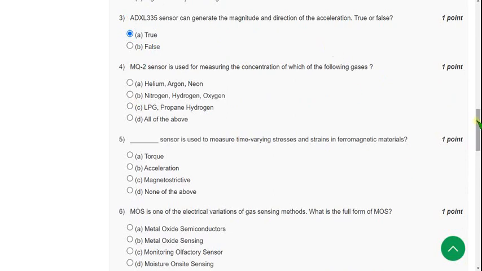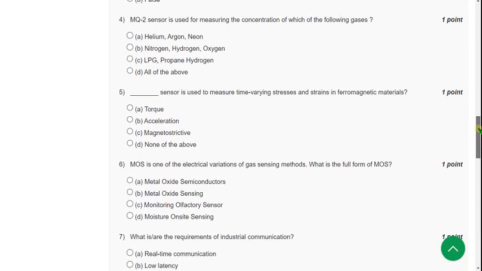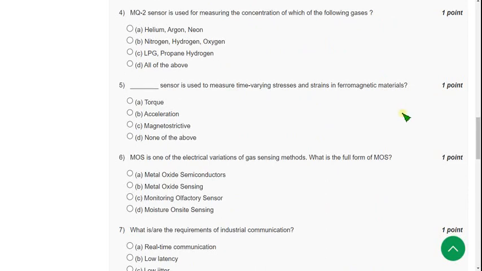Moving on to the fourth question, the MQ2 sensor is used for measuring the concentration of which of the following gases? For the fourth question, the correct answer is option C, LPG, propane and hydrogen. So mark the third option.